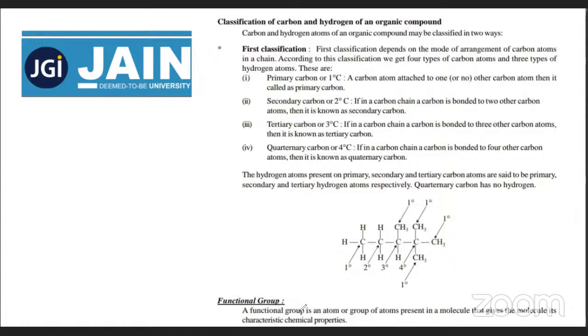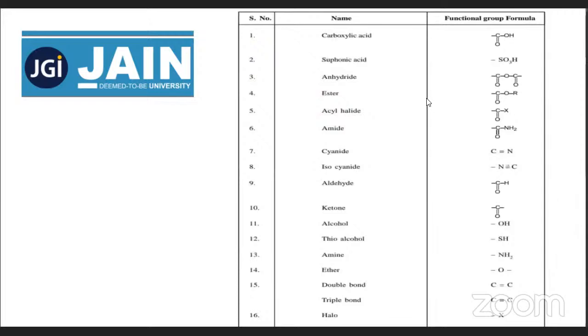Next we have to deal with functional group. A functional group is an atom or group of atoms present in a molecule that gives the molecule its characteristic chemical property. Based on this only we decide the chemical properties of that compound. Okay, so these are all the names for them. This is carboxylic acid. This is sulfonic acid. Basically, this is acid anhydride.